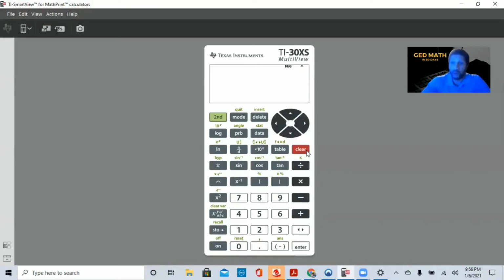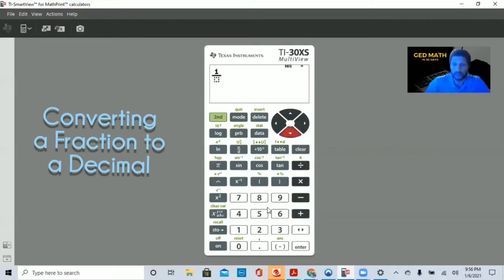Okay, so for the second part of this video, we're going to change fractions to decimals. Very easy. One of the things I do in class is to make sure my students know the fraction, decimal, percent equivalence. So first of all, let's do a common fraction like 1/5.